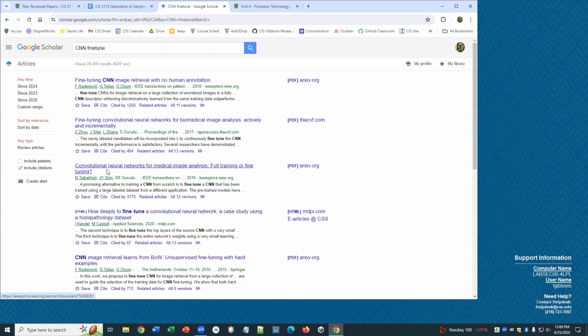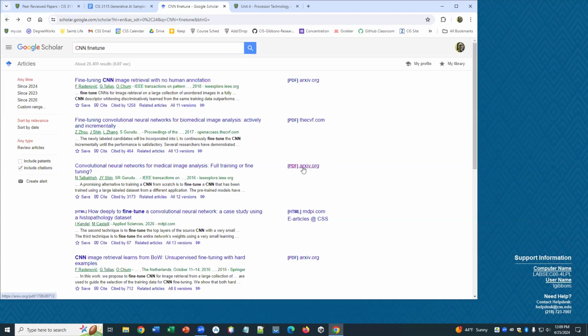So again, here's one looking at medical image analysis, full training or fine-tuning. A couple of things I'd point out here. First, look for the ones on the right. These will be the PDFs. So you can then read the full article here.